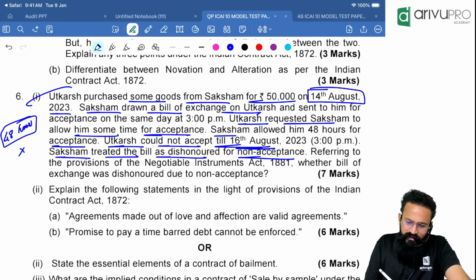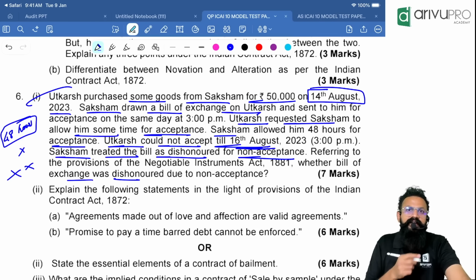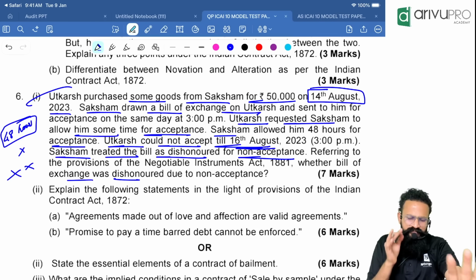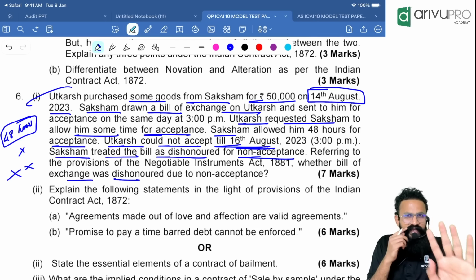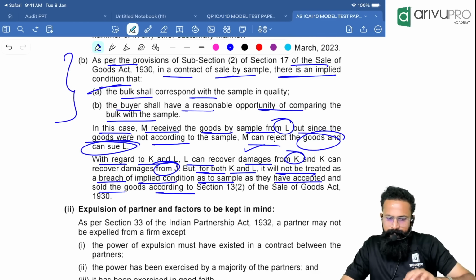So on that ground, was the bill of exchange dishonored? The answer is no. It is not yet dishonored because the 48 hours period is not over. The 48 hours will be considered excluding the public holidays. Yes, all of you, is this clear?